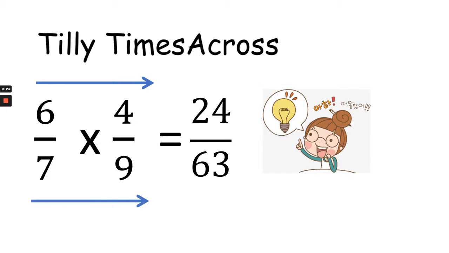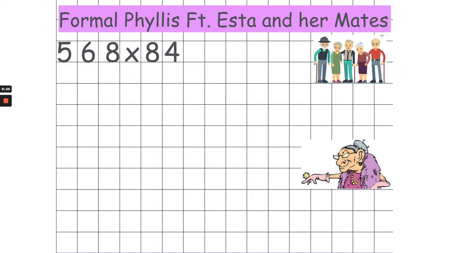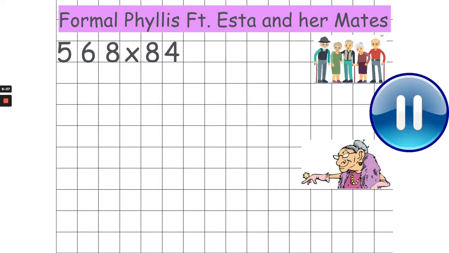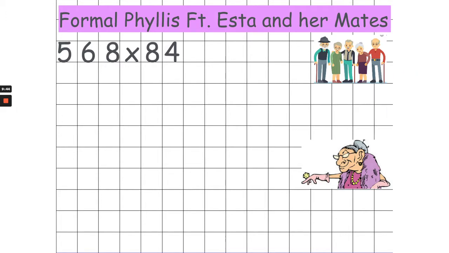Well done, Year 6. All right, we're on to formal Phyllis, featuring Esther and her mates. Phyllis is going to set up a formal written method, but Esther and her mates are going to make sure that we know what the answers should look like before we get started. So pause your video, and off you go. All right, let's see how we got on.